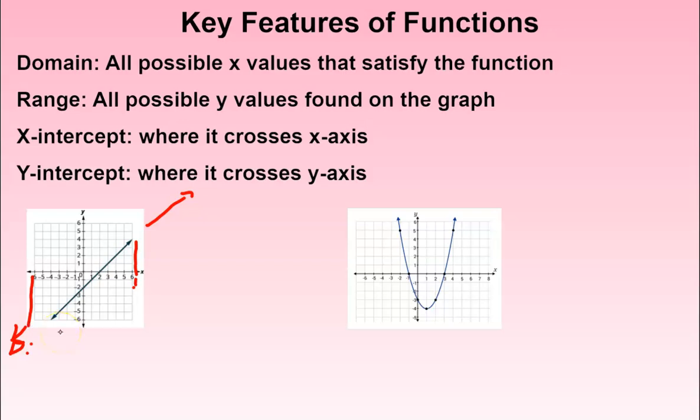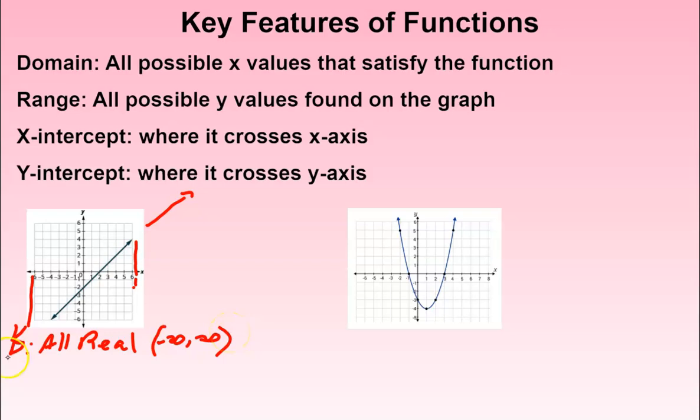So there's a couple ways you can write the domain. You could say all real numbers. You could say from negative infinity to positive infinity. So if I were to do it like this, parentheses, negative infinity to positive infinity, that would mean all real numbers.